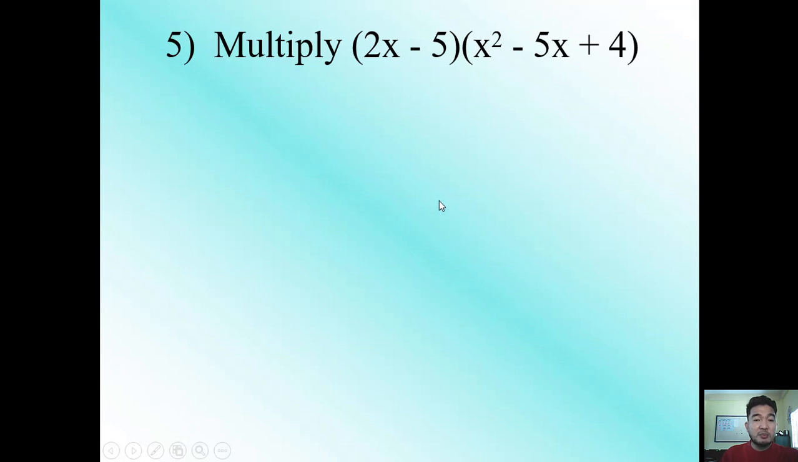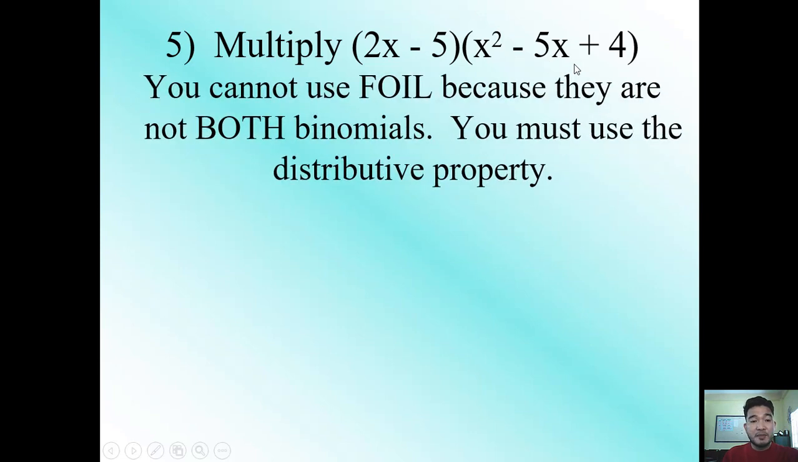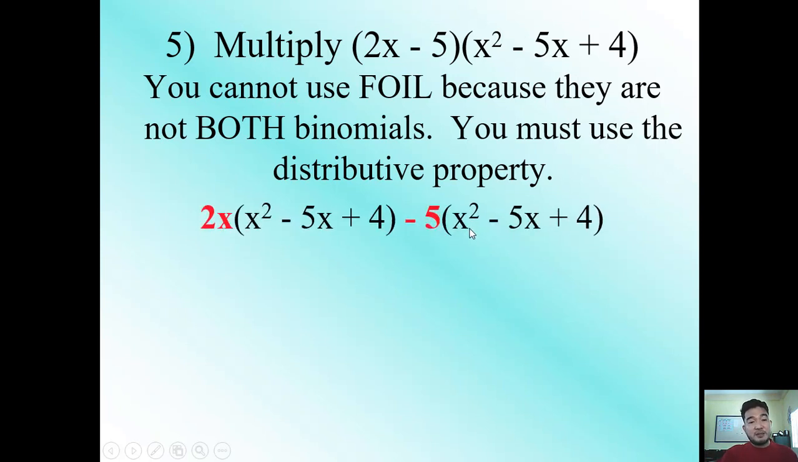How about this one? Multiply 2x minus 5 times the quantity of x squared minus 5x plus 4. You cannot use FOIL method because they are not both binomials. You must use the distributive property or the box method. So, pwedeng distributive property or pwede rin namang box method. So, ginawa niya ay distributive property.